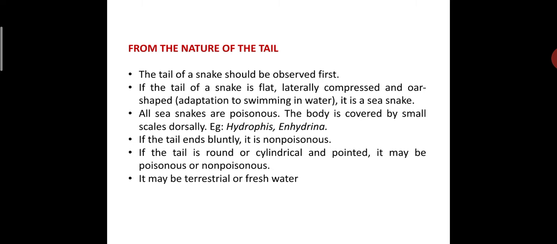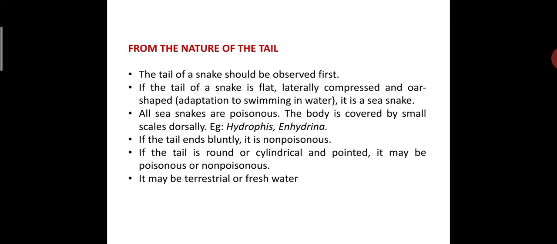The tail of the snake should be observed first. If the tail of the snake is flat, laterally compressed and oar shaped, it is a sea snake. Oar-shaped tails mean a sea snake, and if it is a sea snake, it is definitely poisonous. Mostly the body is covered by small scales dorsally. Examples are Hydrophis and Enhydrina. These two are very poisonous sea snakes. If the tail ends bluntly, it is non-poisonous.